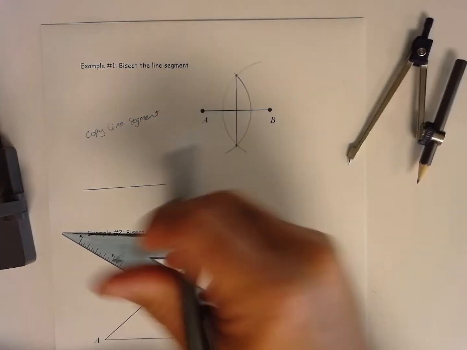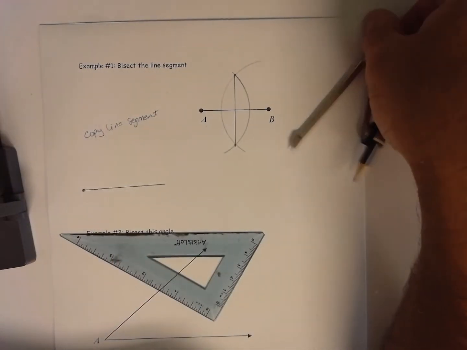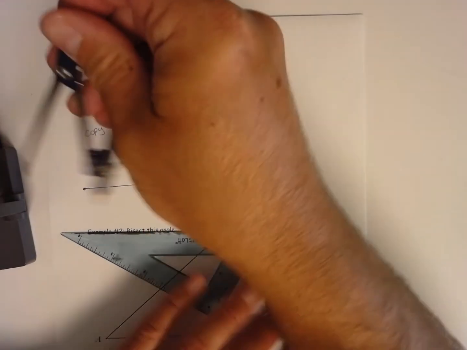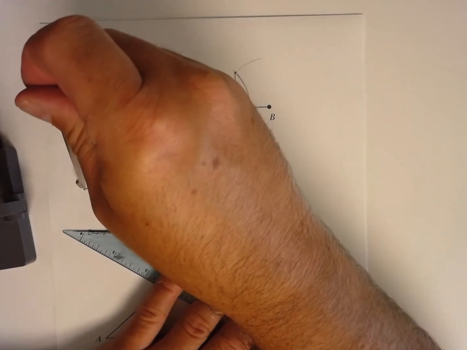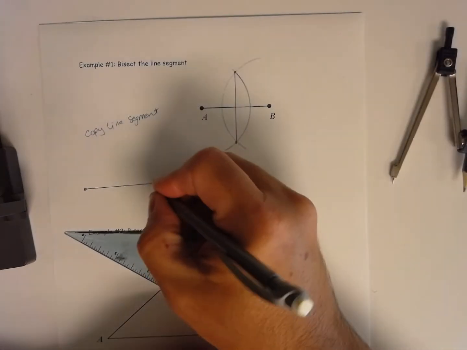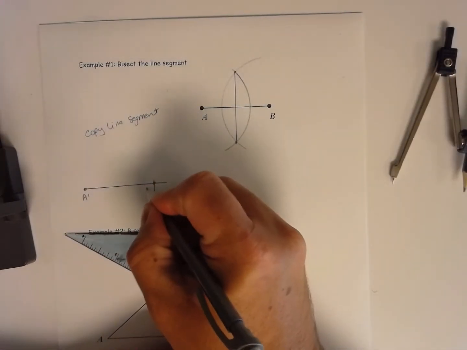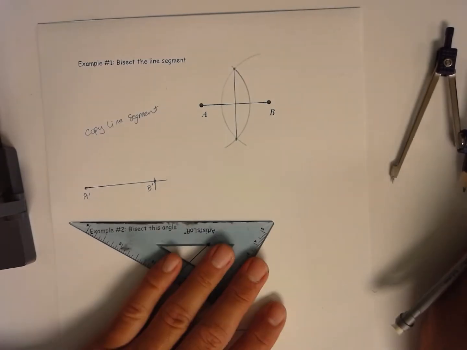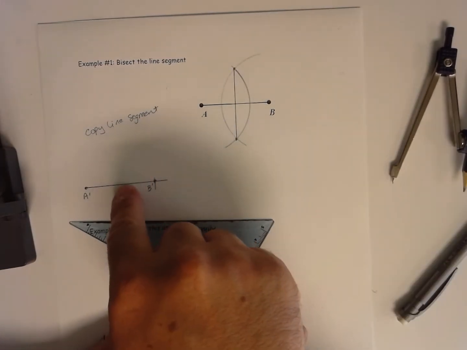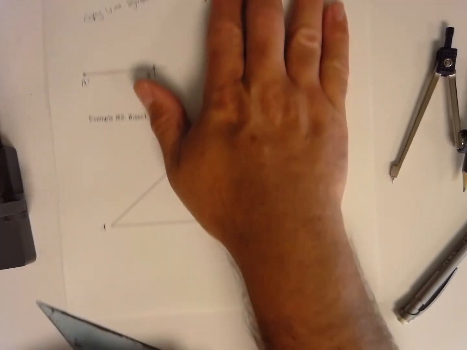I then would come down here and place my point, and again, this is covered in another video, but that's the difference. As I come here and swing, that point is a copy of A to B. This is A prime, B prime. Don't get those two confused. This is a segment copy, and this is a bisector. I'm cutting it in half. Same idea down here.